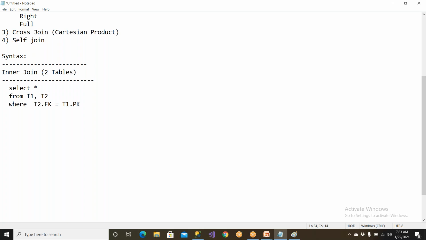So T1 comma T2 and foreign key equals to primary key or primary key equals to foreign key, anything you should be able to write. There is no issue at all. Clear? You can interchange any value anytime, nothing will happen. You will be able to get the same data, T2 comma T1 or T1 comma T2, any table you can take, and you should be able to join like this. So the common column is always the primary key and foreign key from these tables. Clear? So this is how you should be able to join two tables.